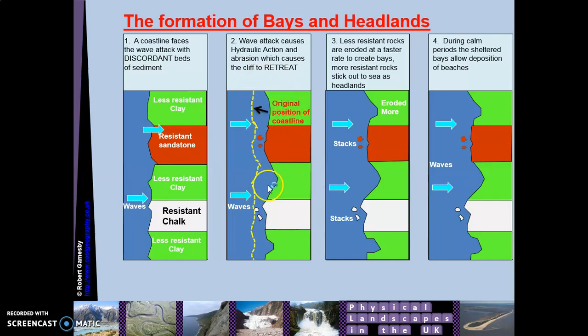But you can see that the green bands, which are the less resistant soft rock, have gone in further than the brown and the white bands, which are the harder rocks. Now it erodes because of hydraulic action and abrasion, and that causes the cliffs to retreat. You've heard that word before, hopefully, when we're talking about rivers and waterfalls. So retreat, or to go back. And so you can see the coastline is retreating.